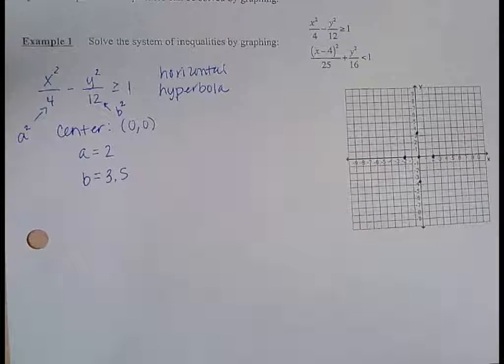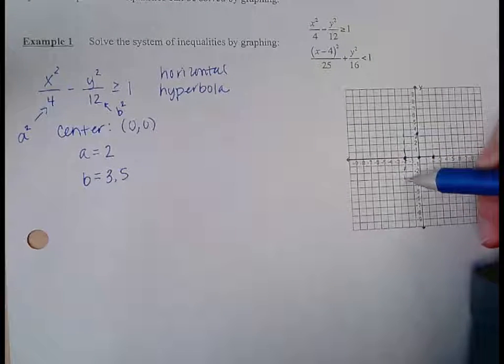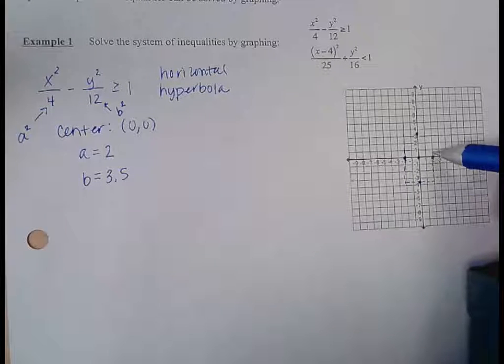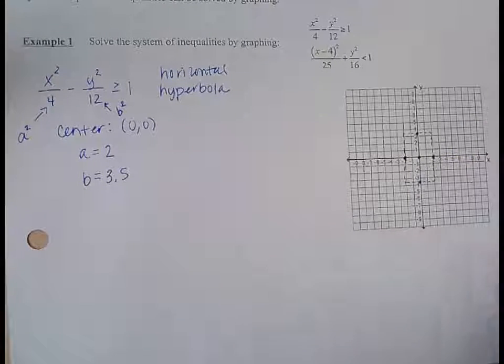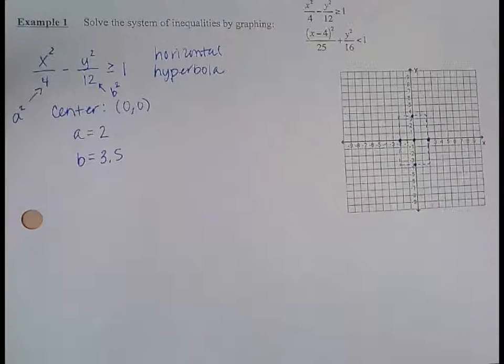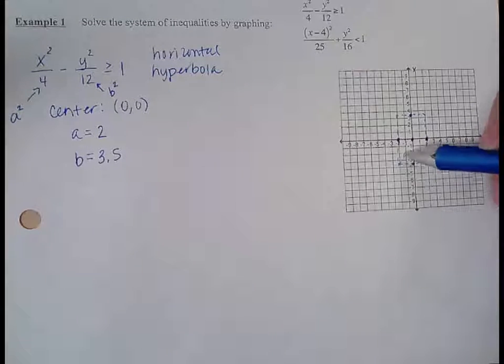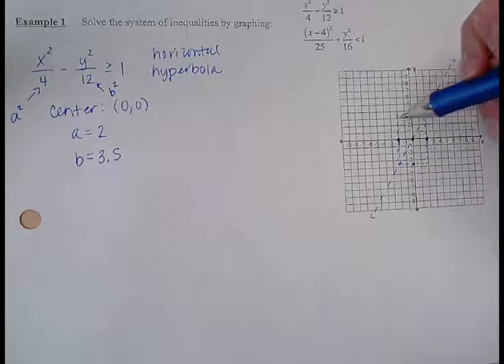And then once we had the vertices and covertices plotted, what did we do next to graph the hyperbola? Yep, the dashed line we drew in that box or rectangle through the vertices and the covertices. After we drew in the rectangle, what did we do? Yep, the dashed lines, the asymptotes that go through the center and through the diagonals of your rectangle. The asymptotes give you the shape of the hyperbola.